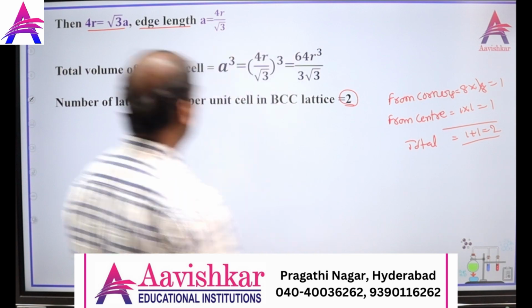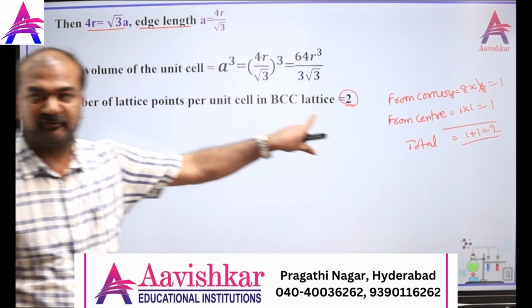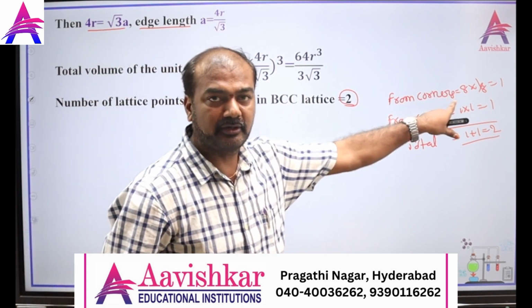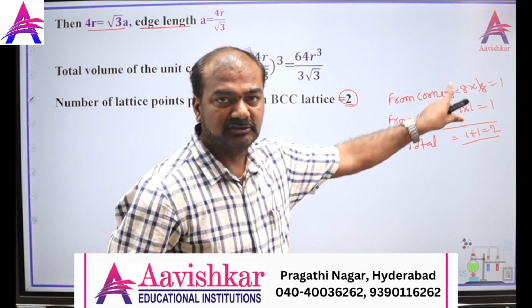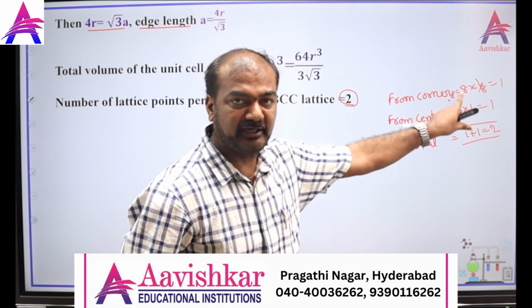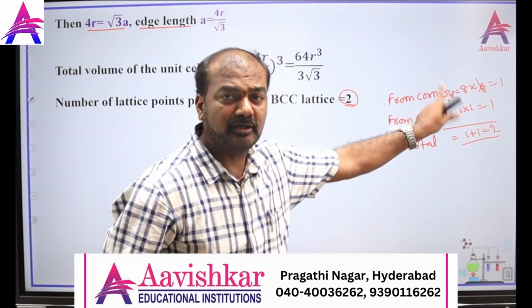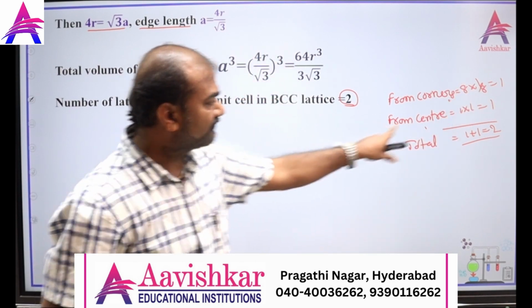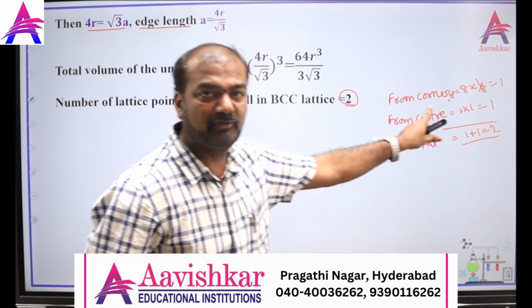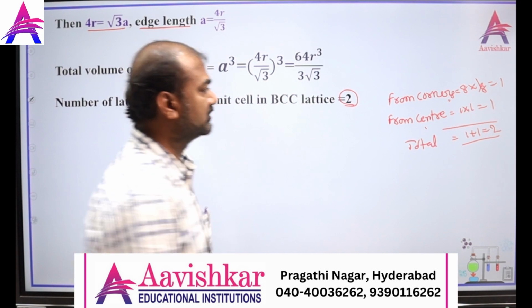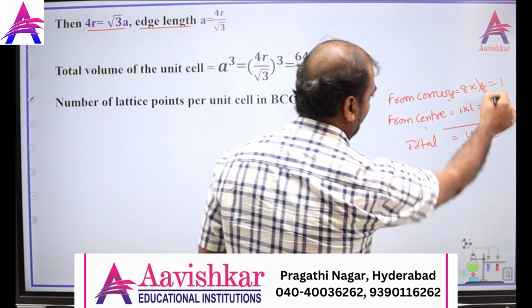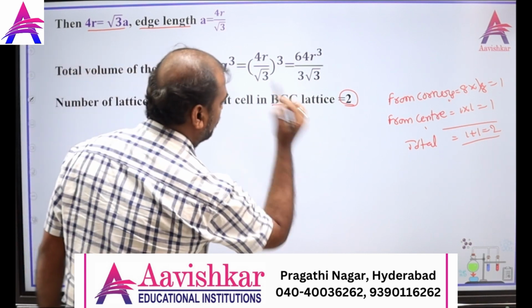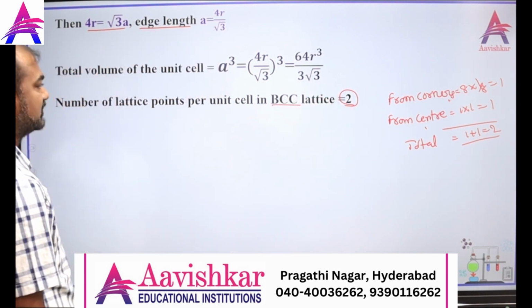So by this you can say the number of lattice points for BCC is 2, because in BCC we have lattice points only at the corners as well as at the center. For the corners, 8 corners, we have 8 into 1 by 8 because each corner is shared by 8 cubes, giving 1. Then from the center, each center belongs to only 1 cube, so we write 1 into 1, which is 1. So the total number of lattice points per body centered cubic unit cell is 2 itself.